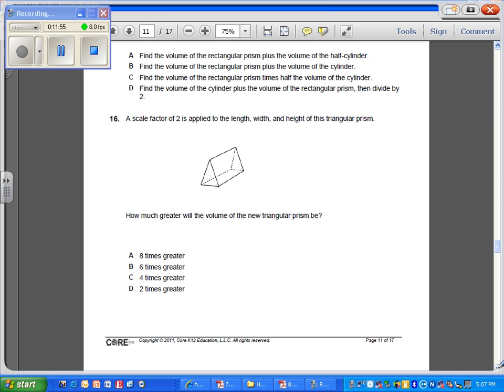So how much greater will the volume of the new triangular prism be? So it's going to be 2. The scale factor is 2, so that's my base. And then I'm going to cube it because I'm doing 3 different dimensions. When we did area, we squared it, whatever we were doing the scale factor. With volume, we talked about it briefly, but we're going to cube it, so it's going to be 8 times greater. This is 2 times 2 times 2, which is 8.